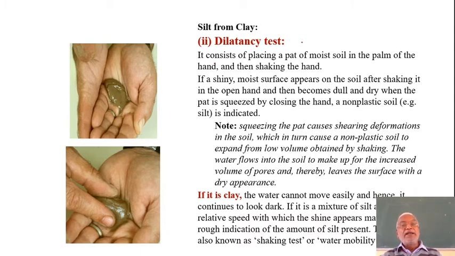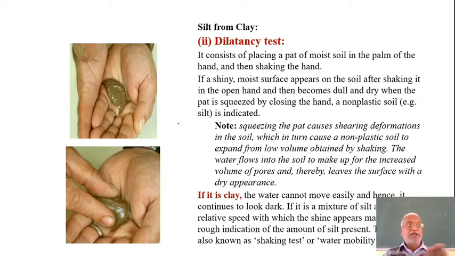It is called dilatancy test. It consists of placing a pat of moist soil in the palm of the hand and then shaking the hand. Now, how to shake the hand? It is given here. On one palm, you have the soil. With another palm, it is tapped continuously by holding the hand like that and then tapping it. Right? That's how the shaking is done.